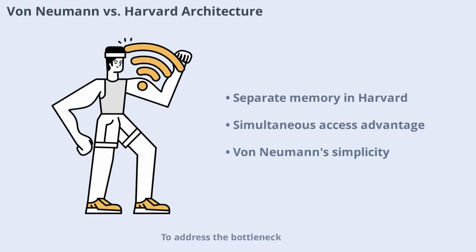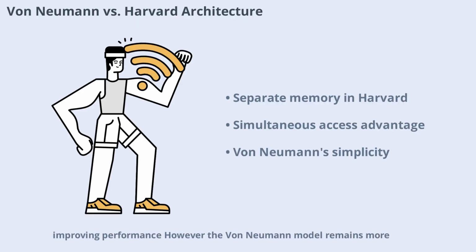To address the bottleneck, another architecture called the Harvard model was developed. Unlike von Neumann, Harvard architecture uses separate memory and buses for instructions and data. This allows simultaneous access, improving performance. However, the von Neumann model remains more common due to its simplicity and cost-effectiveness. Comparing these two architectures helps us understand the trade-offs involved in computer design.